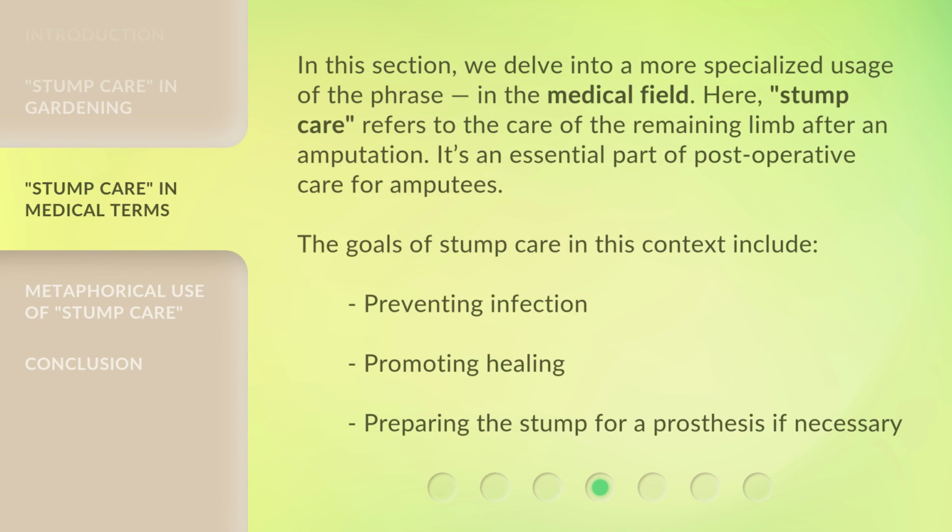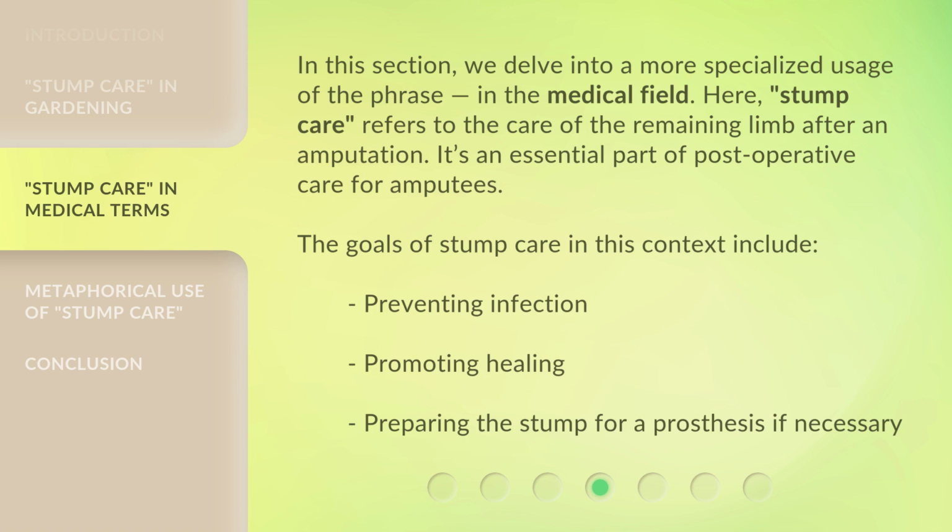In this section, we delve into a more specialized usage of the phrase in the medical field. Here, stump care refers to the care of the remaining limb after an amputation. It's an essential part of post-operative care for amputees.